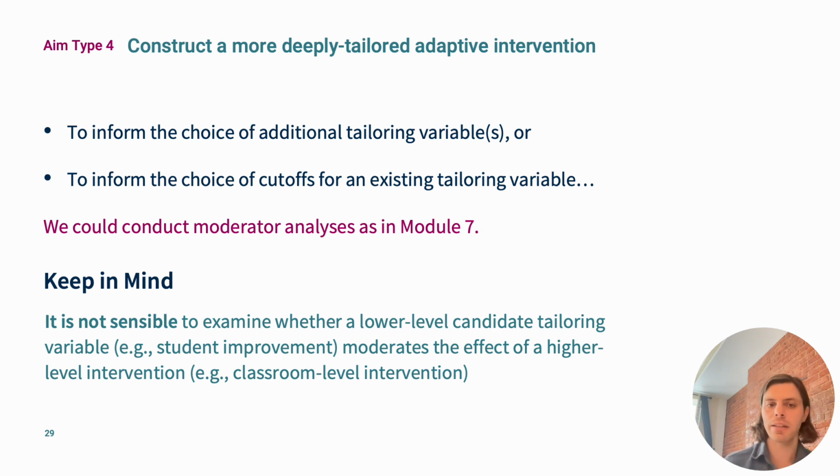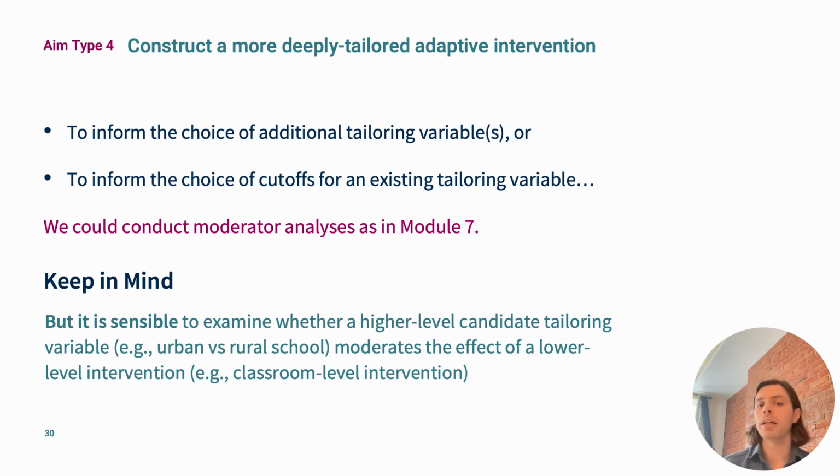But there are some things you should keep in mind that are different about this more deeply tailored AI portion in a clustered SMART compared to a standard SMART. So, it is not going to be sensible to examine whether a lower level candidate tailoring variable moderates the effect of a higher level intervention. So you don't want to use individual student improvement as a tailoring variable for a classroom level intervention. Why is that? Well, one student would be making the decision for the entire class, and which student is it? It doesn't make much sense.